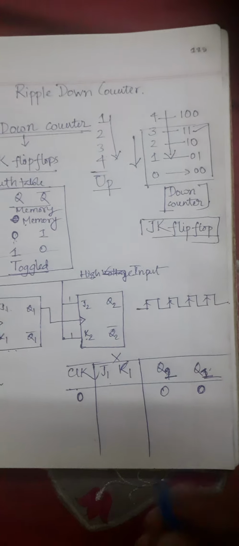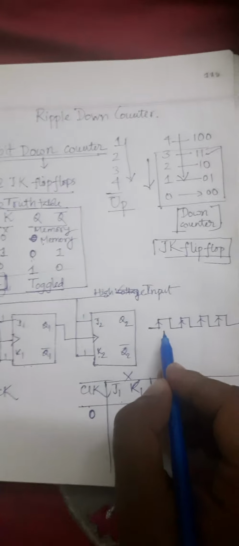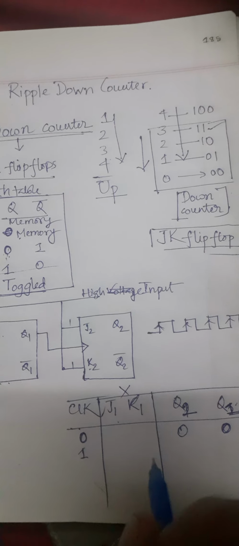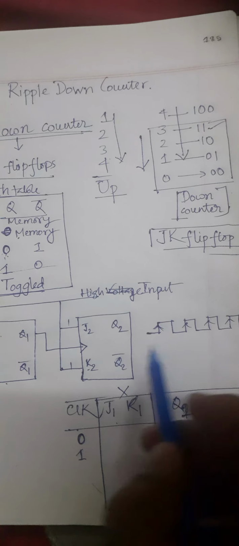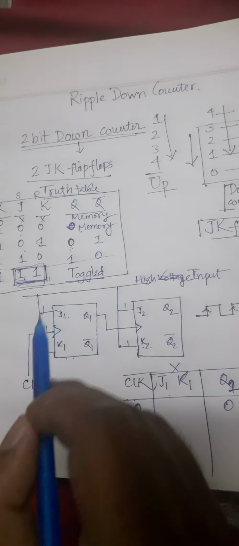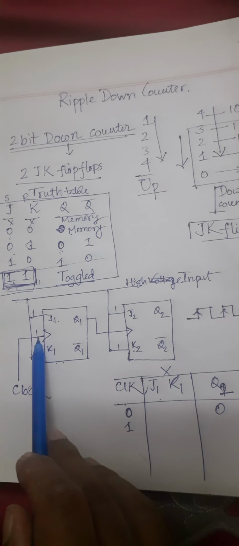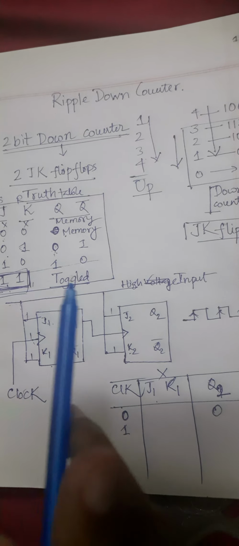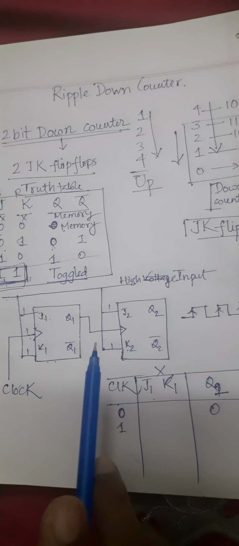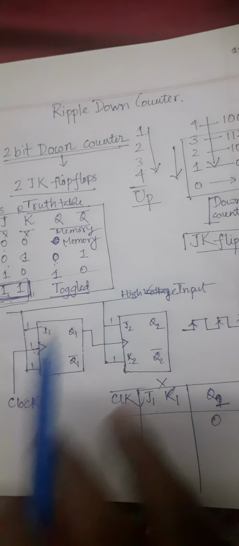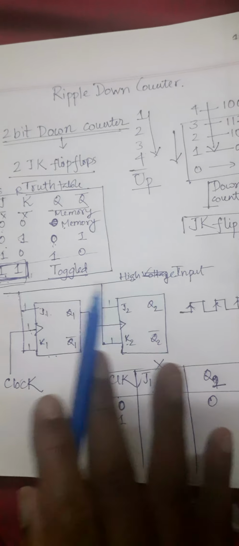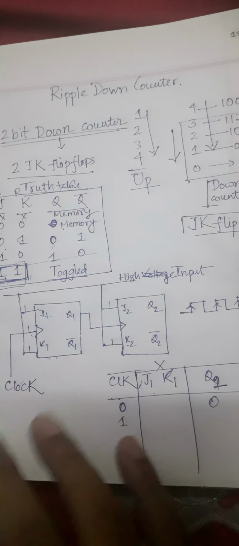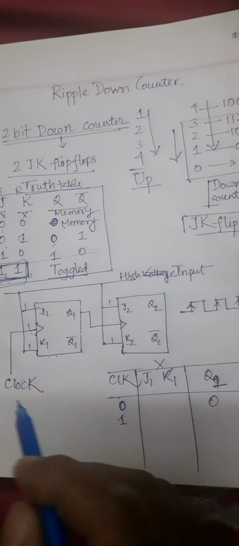We all know this. So what happens during the first clock pulse? When the first clock pulse occurs at the first rising edge, we will have 1 here, right? Due to this one, we all know that when a JK flip-flop gets all ones, it toggles, right? It toggles.